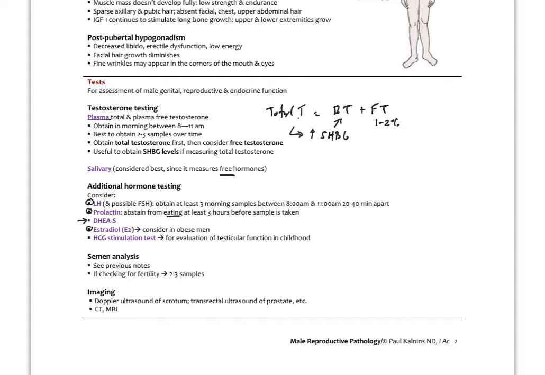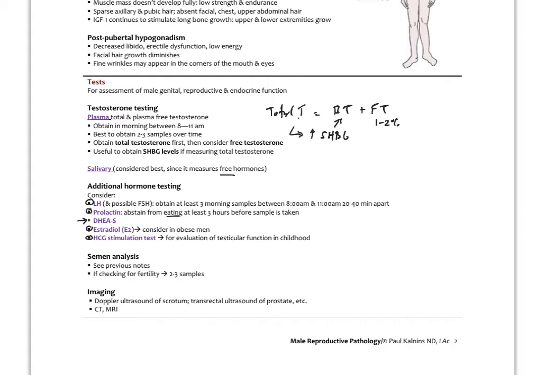And then in childhood, if we suspect failure of the testes or inadequate output of testosterone, there's something called the HCG test. Remember, HCG, human chorionic gonadotropin, is a placental hormone produced during pregnancy. This is used for the evaluation of testicular function in childhood. Usually HCG acts like LH. It should stimulate androgen secretion from the testes. And so usually that's followed up with testosterone testing after the HCG is given. So that's a more specialized test.